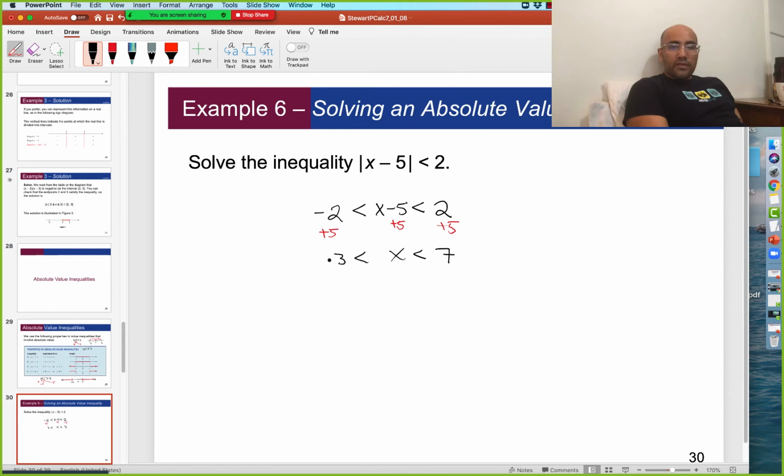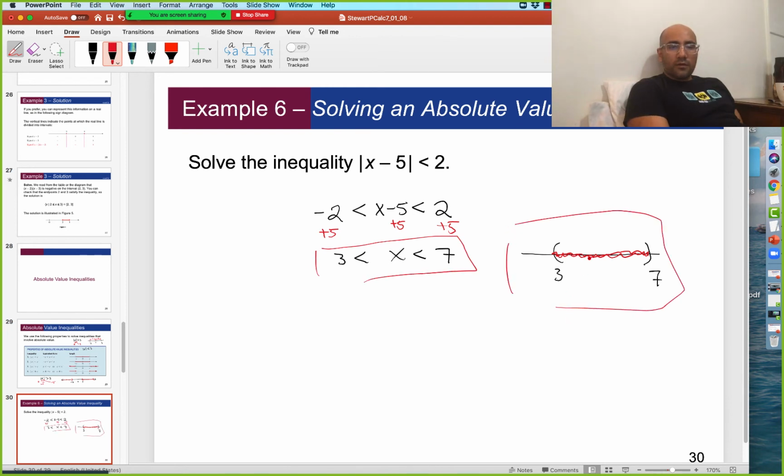Right? So it's either this, or I can put it on a number line and say that it is all the values between 3 and 7. All these values in here with parentheses to show that we do not include the endpoints. So here's one solution or another solution. Any questions?